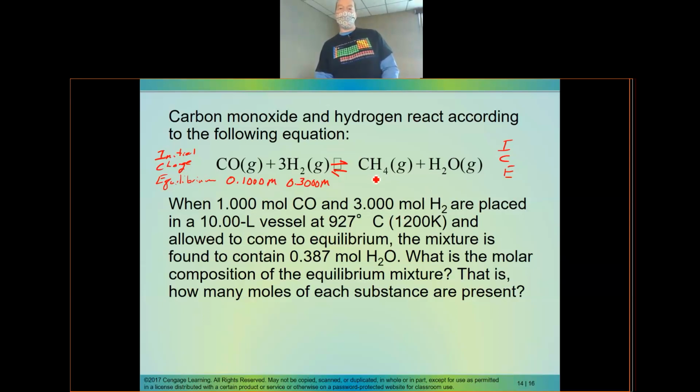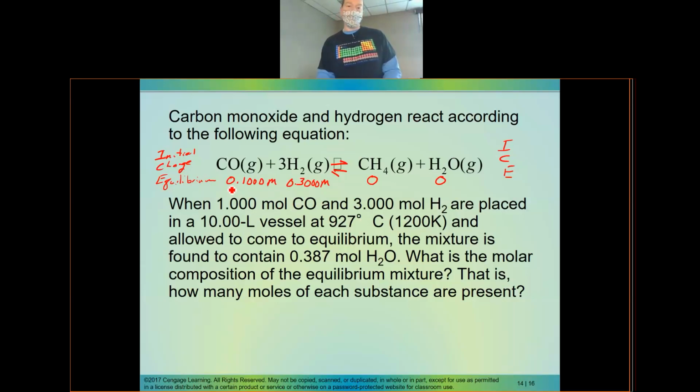Initially, we didn't add any CH4. We didn't add any H2O. So there is no way this reaction could go in the reverse direction. It must go forward. You cannot have zero at equilibrium. So that tells you that the reaction is going to form CH4. It is going to the right. So when we talk about change, it tells us which way the reaction is going to go.